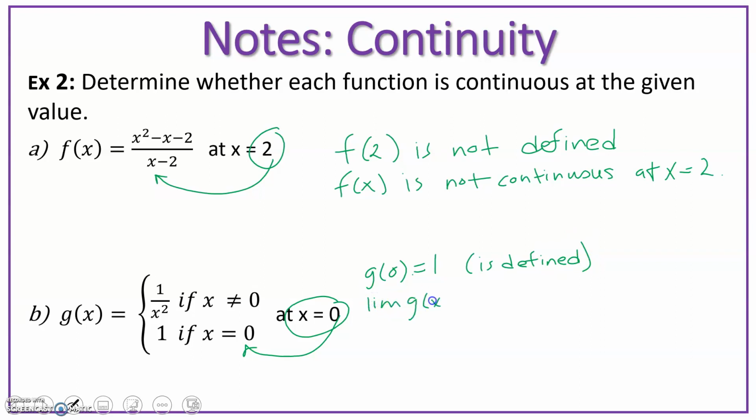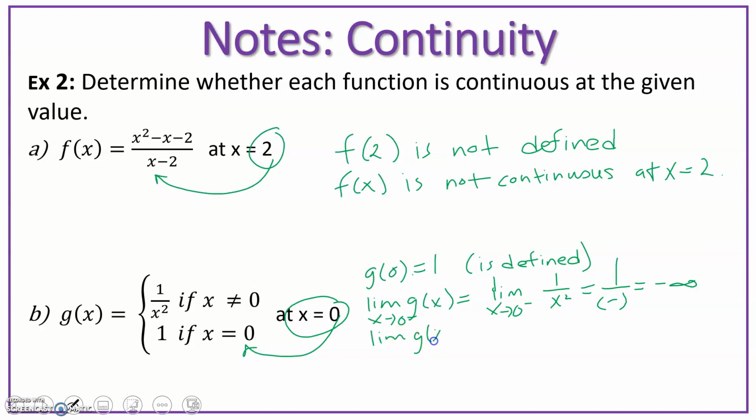So the limit of g of x as x approaches 0, say from the left, is, let's say, the limit as x approaches 0 from the left of 1 over x squared is 1 over, and we're starting from the left, so we're dividing by a really small negative, like negative 0.00001. If I take a constant 1 and divide by a really small negative, we're going to go to negative infinity.